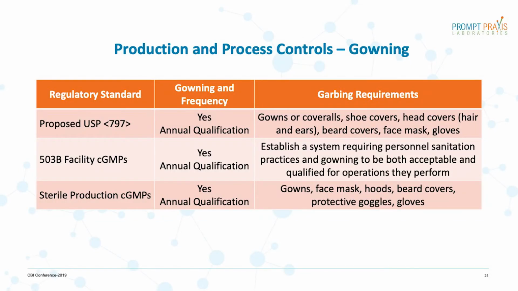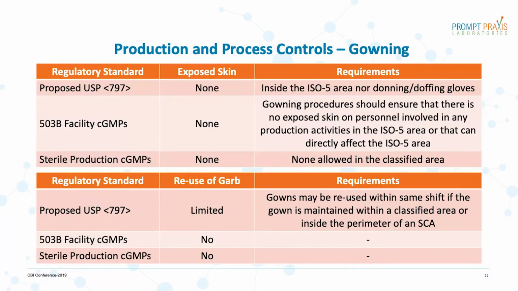And again, you can see here there's a number of surfaces that need to be covered of the individual handling the production procedures. And there can be no exposed skin. 797 historically allowed you to have some exposed skin. That's no longer the practice. And specifically inside the ISO 5, nor donning or doffing gloves. The reuse of garb, in fact, USP has a caveat where you can use it, but it's a very specific situation as listed here.